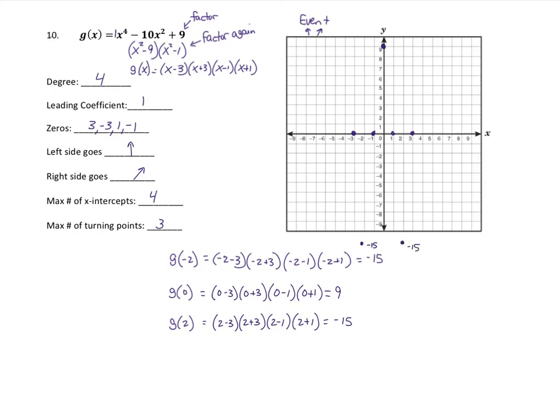We don't have any bounces here, so it's going to go up to the left and up to the right, which means it's going to go through negative 3 down to negative 15, back up through 1 all the way up to 9, back down through 1, and then back up through 3.